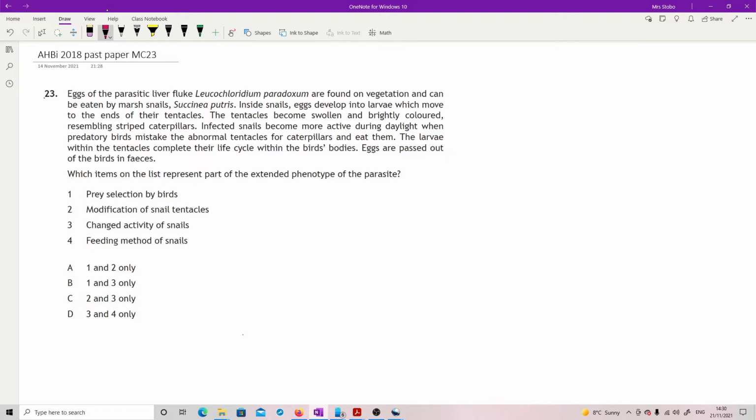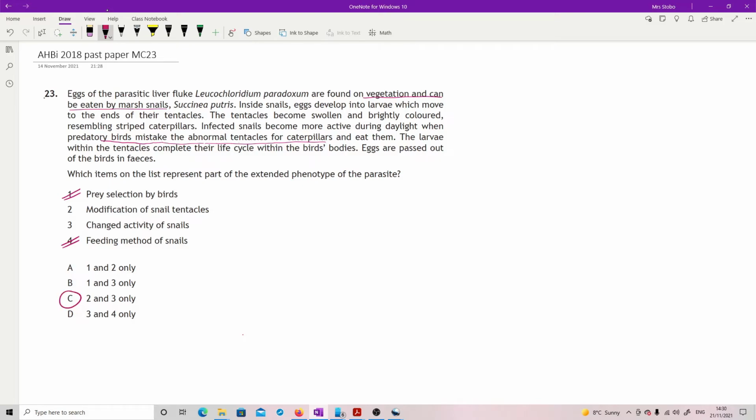Okay, so prey selection by birds is not actually being affected because it's saying the predatory birds mistake them for caterpillars. So they are still doing what they would naturally do. They're going for caterpillars. They just don't know that they're not caterpillars. So it's not prey selection that's been changed. Okay. It tells you up here, found on vegetation and can be eaten by marsh snails. So again, this has not been changed by the liver fluke. This is just when they're feeding, they pick it up. So it's not the feeding method. And that actually gives you your answer.